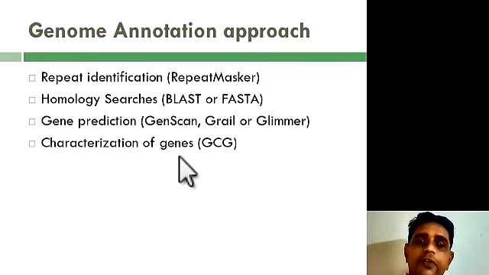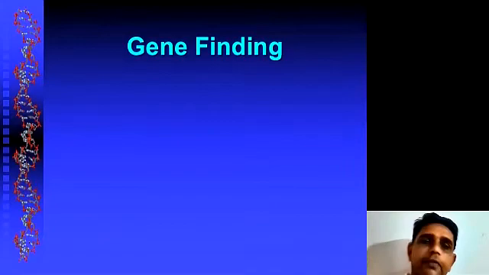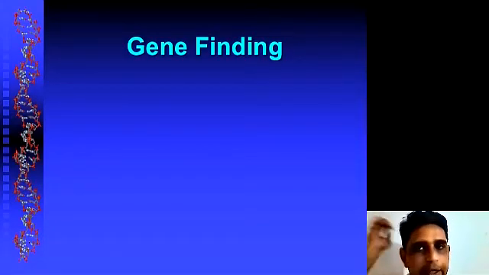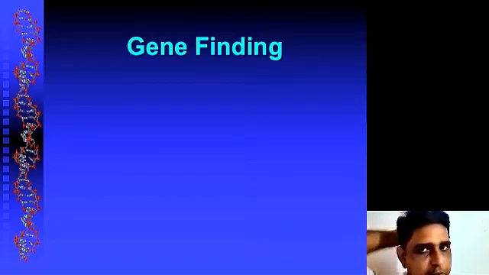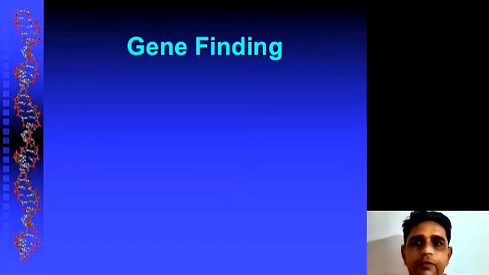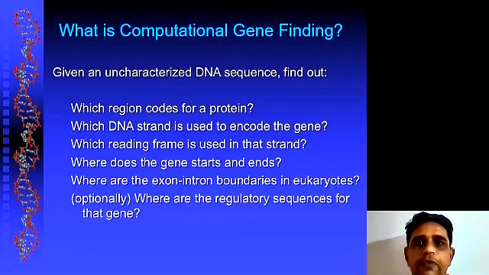Even the characterization of the gene, the GCG toolbench, is available commercially, and that is utilized for genome identification and gene identification. Now suppose you are going for the computational approach for gene identification. There are different kinds of algorithms and software available for gene finding. So first of all, what is computational gene finding?